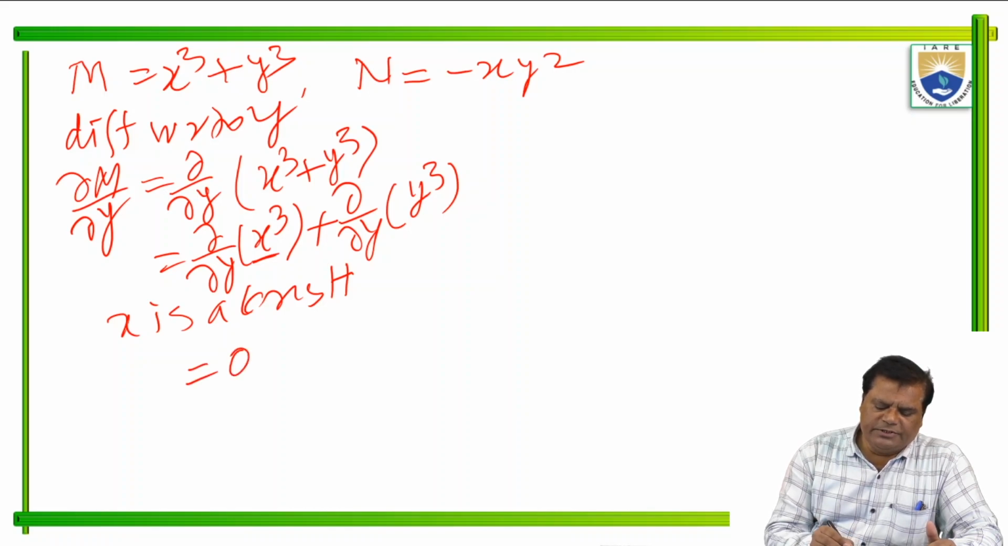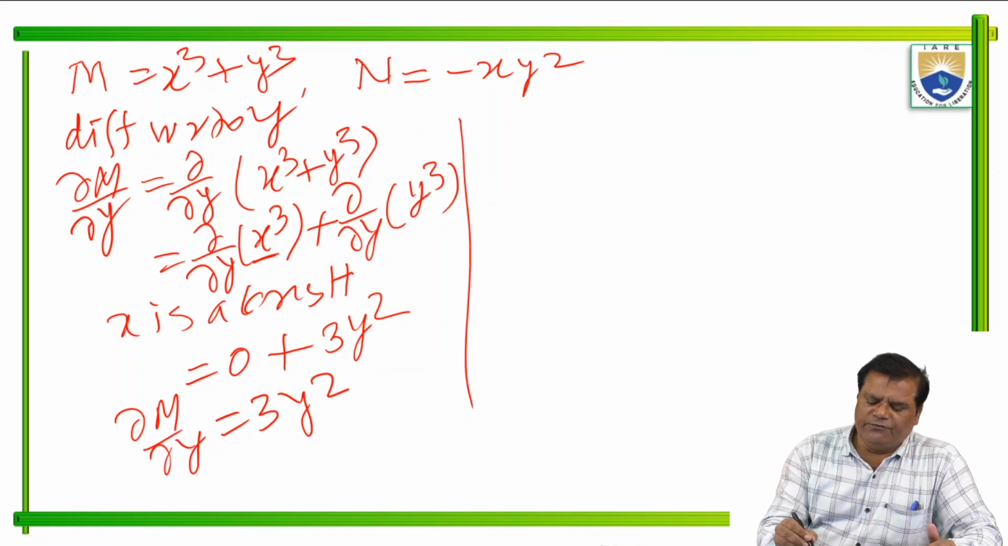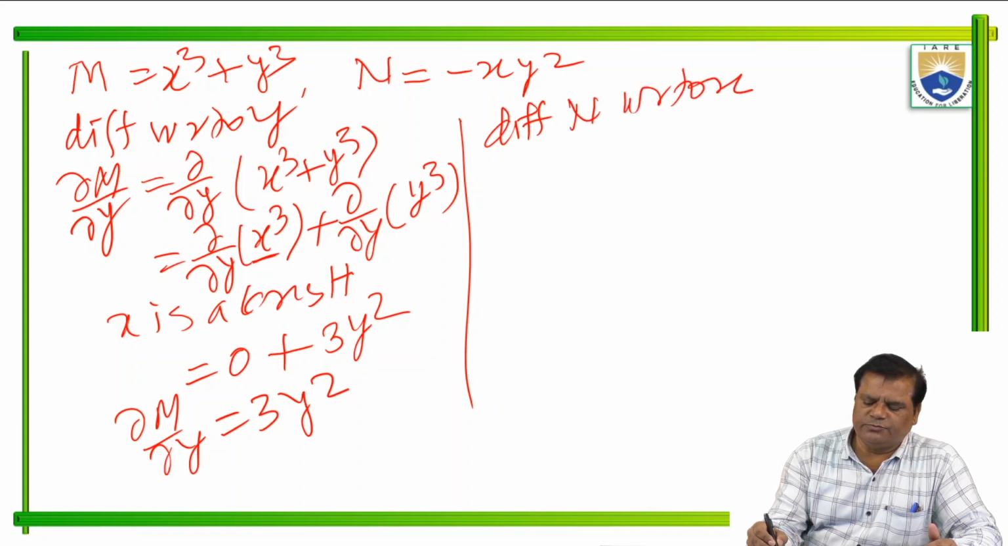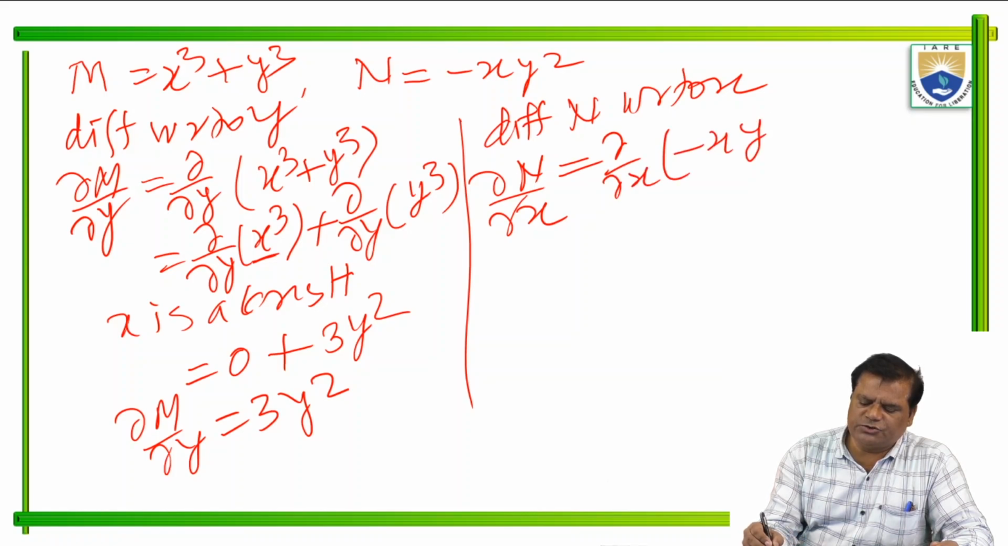So derivative of this is 0 and here is 3y square. So del M over del y is 3y square. Next one is differentiating N with respect to x. So we get del N over del x equal to del over del x of minus xy square.